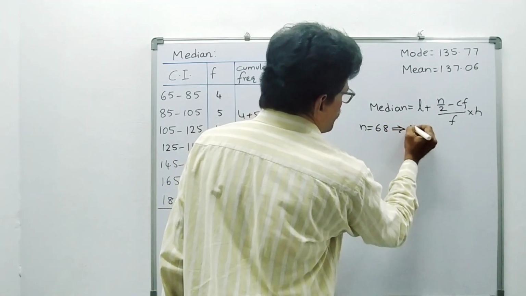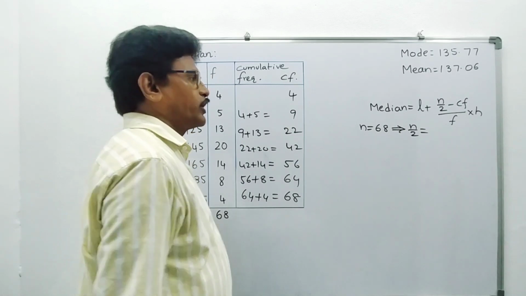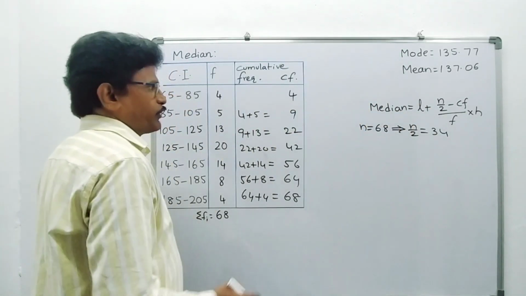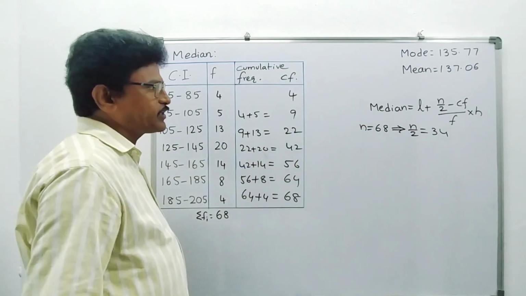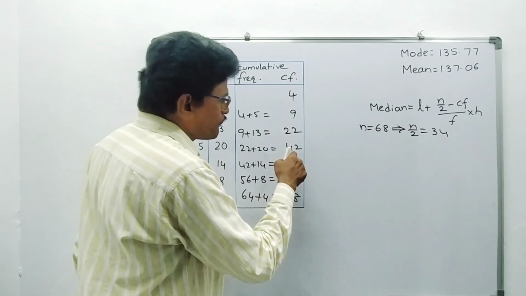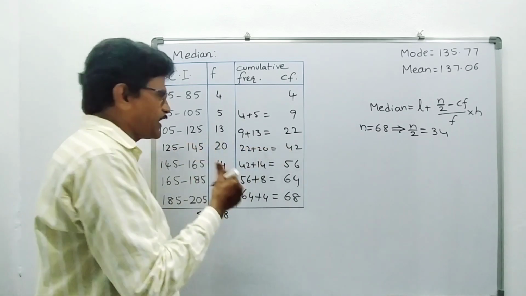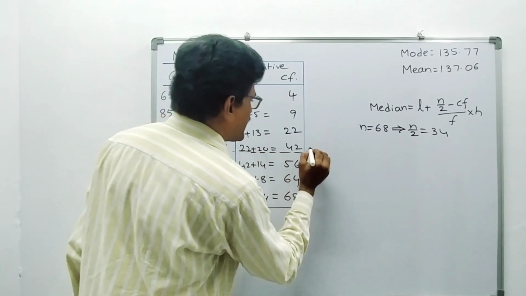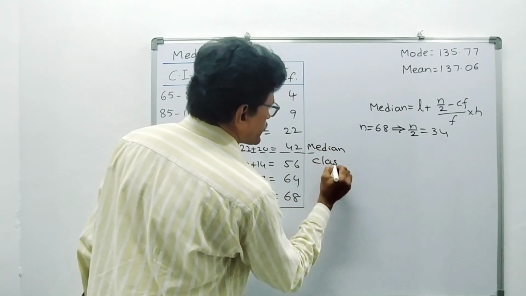That implies first we have to find N by 2. Okay? According to the formula, we have to find N by 2 first. That is 34. Now such 34, where does it come in this cumulative frequency? Here up to 4, 34 is not there. Up to 9, no. Up to 22, no. So up to 42, yes. We are getting 34 in this class. Okay. So this is the median class. Right? You write this as the median class.